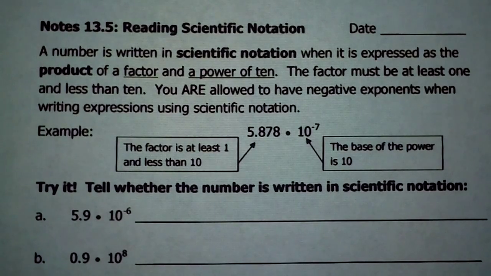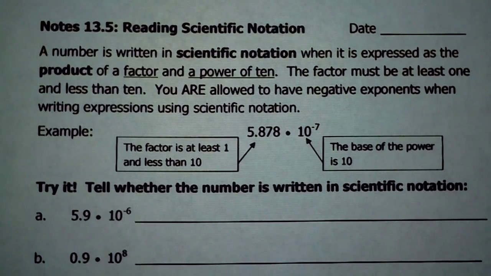In order for it to be considered scientific notation, the factor, the number that you're multiplying by the power of 10, has to be at least 1 and less than 10. So it can be 1 or more, and it needs to be less than 10.